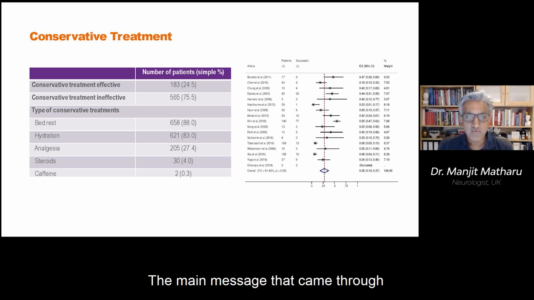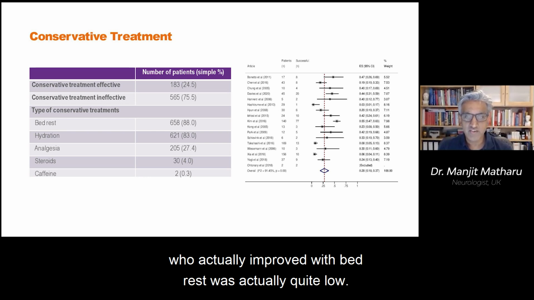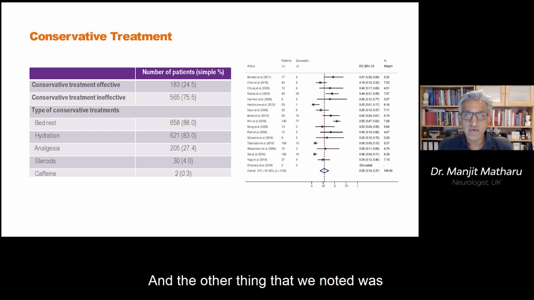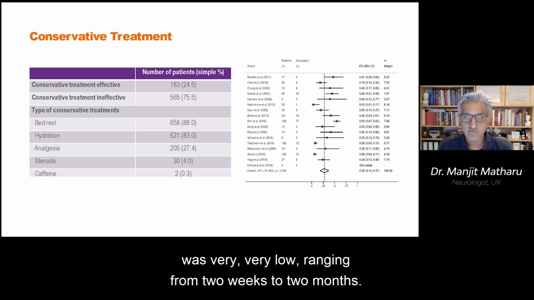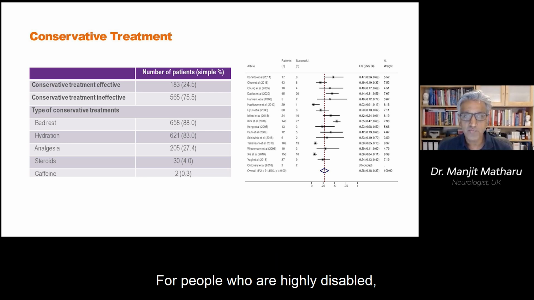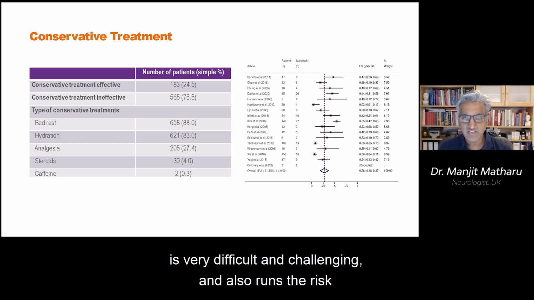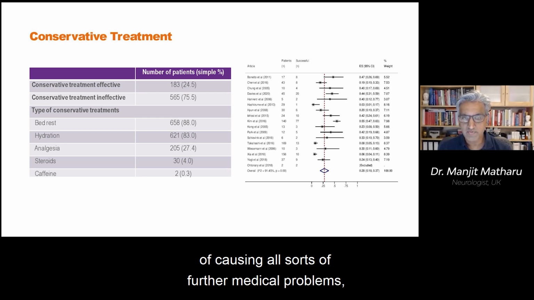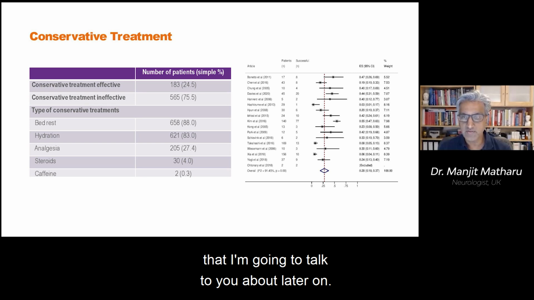The main message that came through was that the proportion of patients who actually improved with bed rest was quite low. The other thing that we noted was that the amount of time that bed rest was advocated was very variable, ranging from 2 weeks to 2 months. For people who are highly disabled, asking them to remain lying in bed for a long period of time is very difficult and challenging, and also runs the risk of causing all sorts of other medical problems, such as developing a DVT or developing something called POTS that I'm going to talk to you about later on.